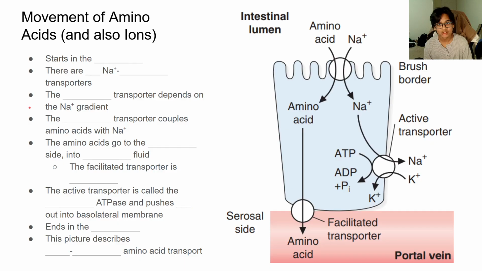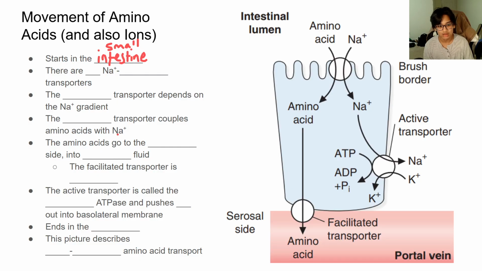I realize that I've done this wrong, fortunately, but I'm just going to go over the points, and I'm sure you can also figure it out yourself as I go on. So this is how amino acids move, as well as the ions. It starts in the intestine. I'm pretty sure it's the small intestine as well. Yeah, the small intestine.